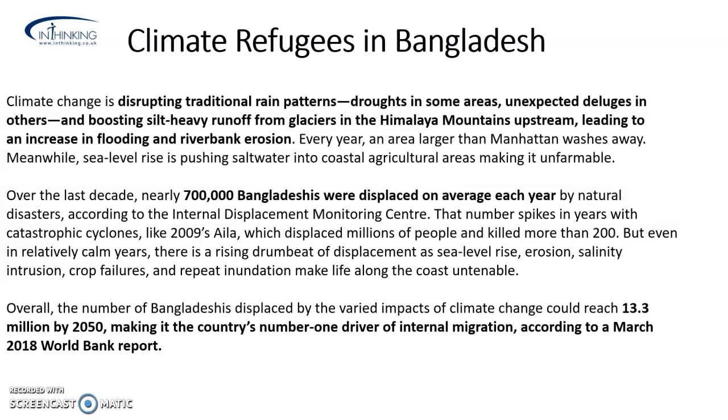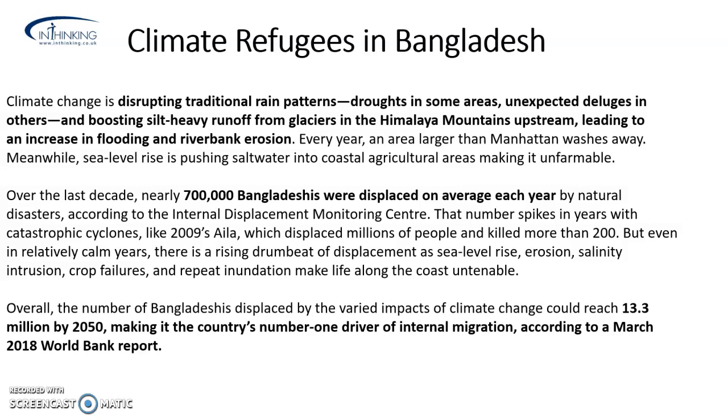levels. So, over the last decade, nearly 700,000 Bangladeshis have been displaced each year. And this has been due to natural disasters and those underlying problems of erosion, salinity, crop failure, and inundation. They've also experienced some big peaks. So, for example, 2009, they were hit by Cyclone Aila. I mean, this didn't have a large death toll, but it did displace millions of people at the time. So Bangladesh is maybe one good case example to use.